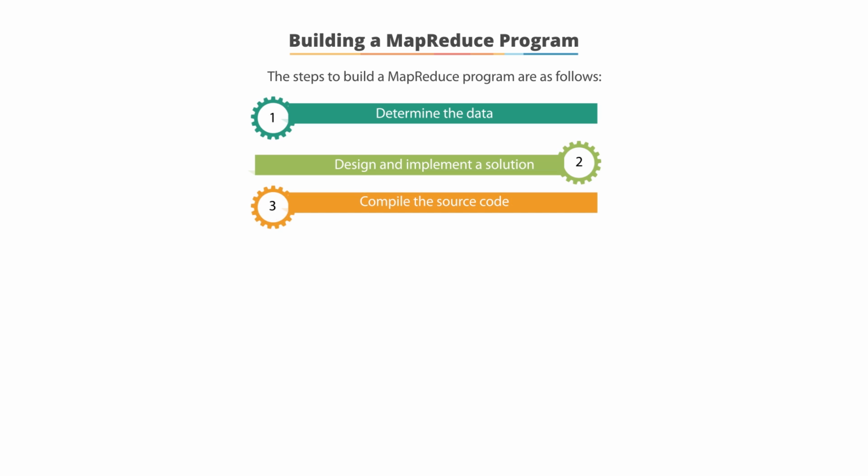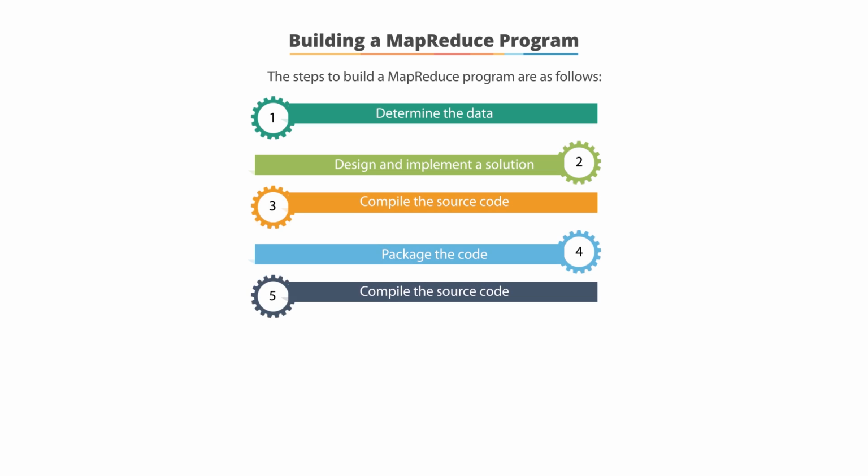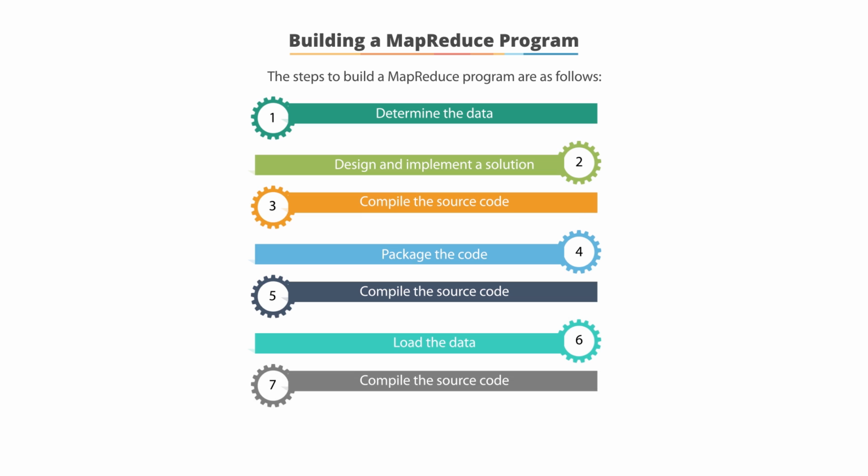Compile the source code with Hadoop core and package the code as a jar executable. Configure the application job as the number of mapper and reducer tasks and the number of input and output streams. Then load the data or use previously available data, and then launch and monitor the job.